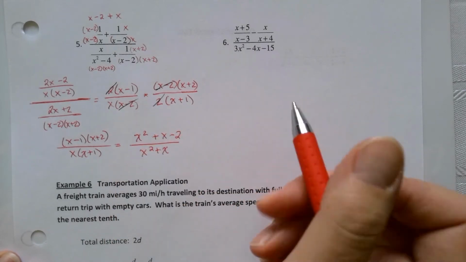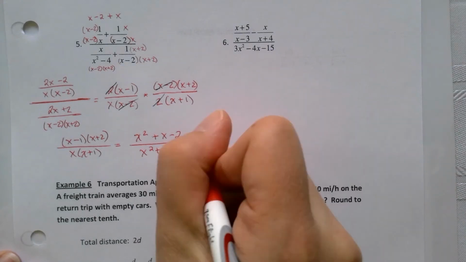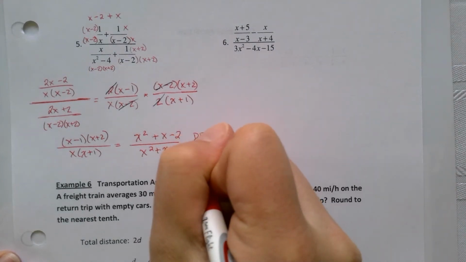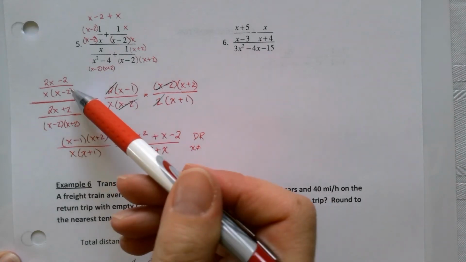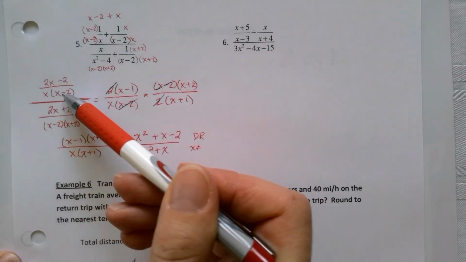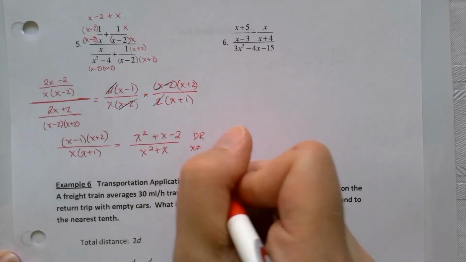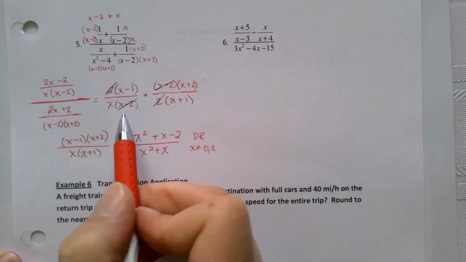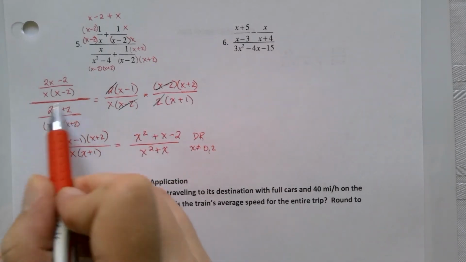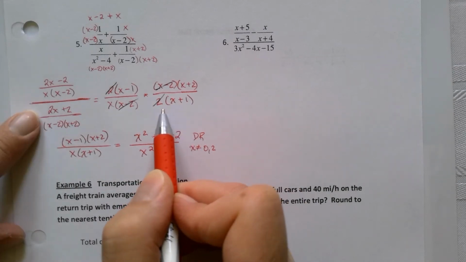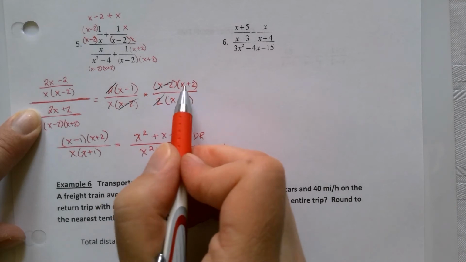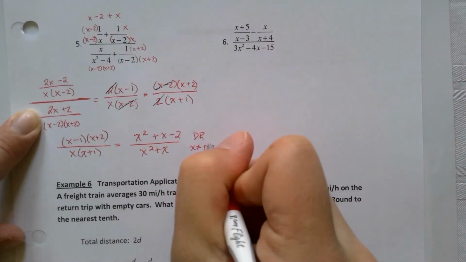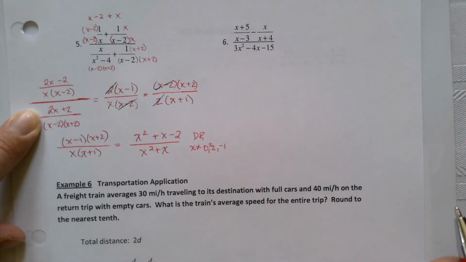All right, so take a second, you look at that. Let's talk about these domain restrictions. What can't x equal? Go back to your original problem. We're looking for here, x can't be 0 or 2. Okay, so that came from here, 0 or 2. And then if we look over here, we have this factored. This came down, so x can't be negative 1. x can't be 2 or negative 2. So I'm going to put a plus or minus on my 2 there. All right, there you go.